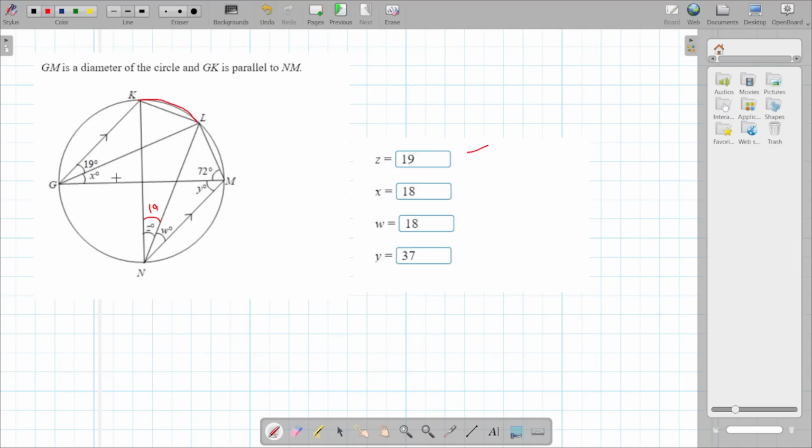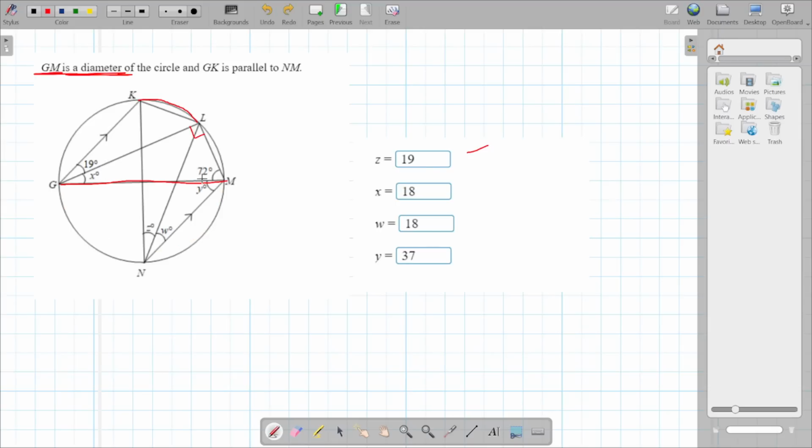X. What's X gonna be? X is gonna be 80. They said GM is the diameter, right? This one here is the diameter. So that means this angle here will be 90. Why? Because it's a diameter. Angles formed by a diameter are always 90 degrees, right angles, because it intercepts this 180.